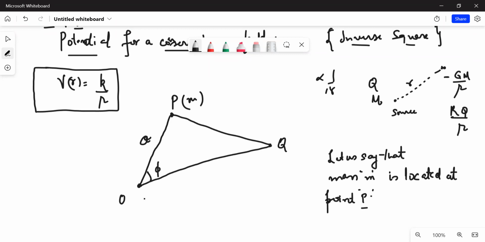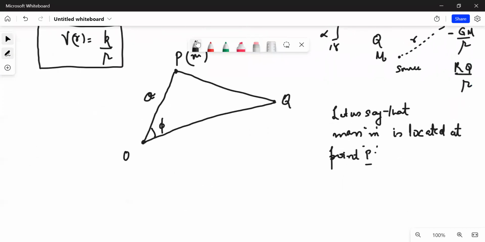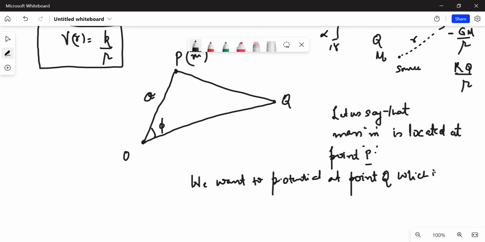And we want to find the potential, any sort of potential, let's say gravitational potential, at point Q, which is r distance away from P. We want to find the potential at this particular point Q.